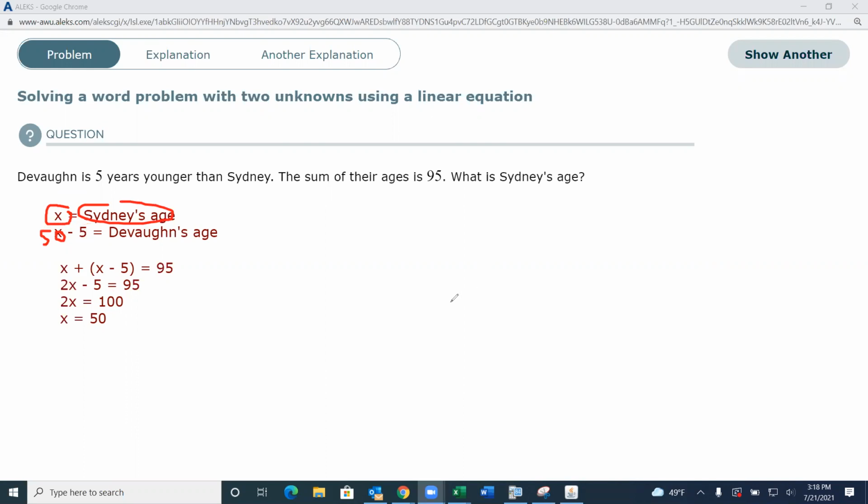Again, what I did was say, hey, Devon is being compared to Sydney. So whoever we're comparing people to, that's our baseline. That's going to be x. And then the other person or other item or object is going to be something related to x in some way. And that works pretty well.